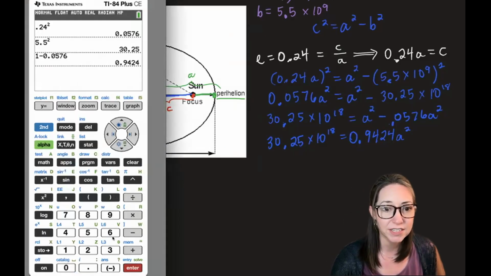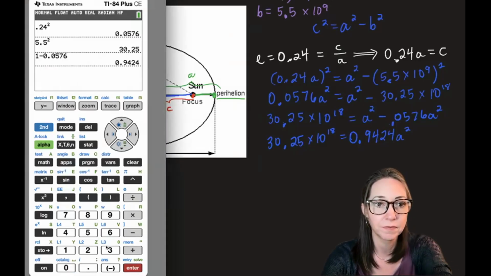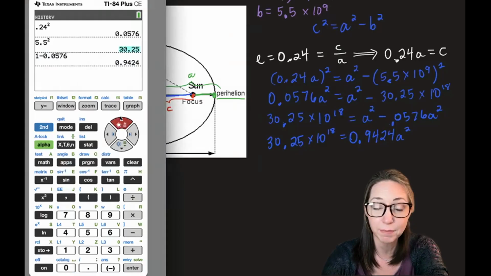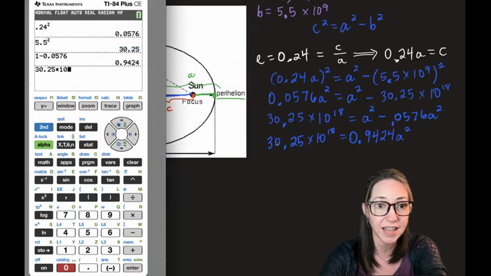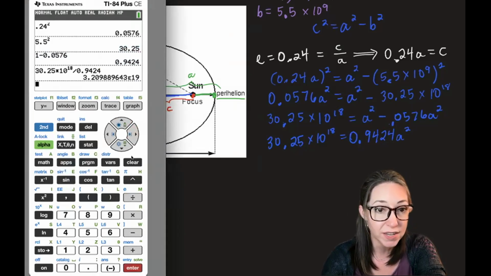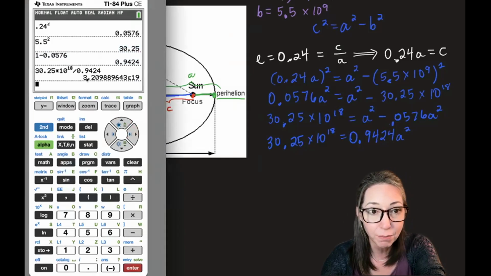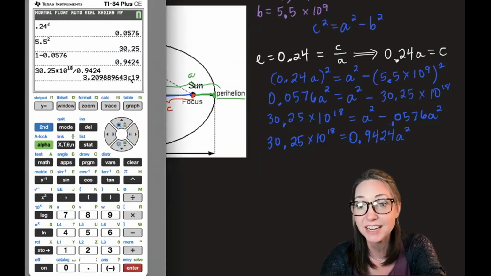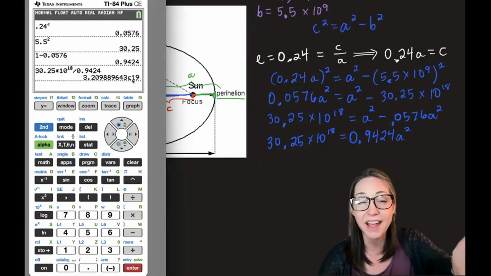So we're going to take the 30.25, I'll just go back up and re-hit that, which is times 10 to the 18th. So I'm going to put times 10 to the power of 18, and we're going to divide that by the 0.9424, and that's going to equal a squared. So we get this giant number, 3.20988, that's scientific notation, times 10 to the 19th is equal to a squared.